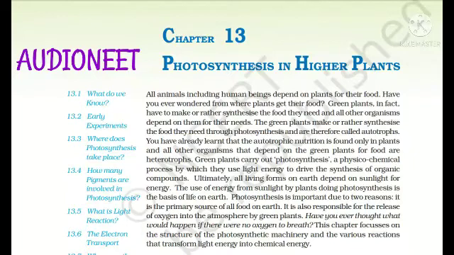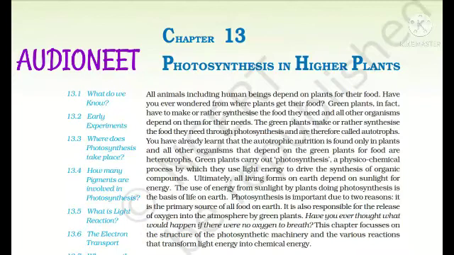Have you ever thought what would happen if there were no oxygen to breathe? This chapter focuses on the structure of the photosynthetic machinery, and the various types of reactions that transform light energy into chemical energy. 13.1 What do we know? Let us try to find out what we already know about photosynthesis.